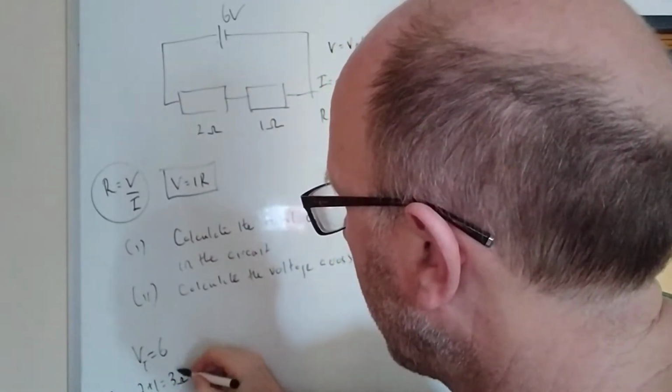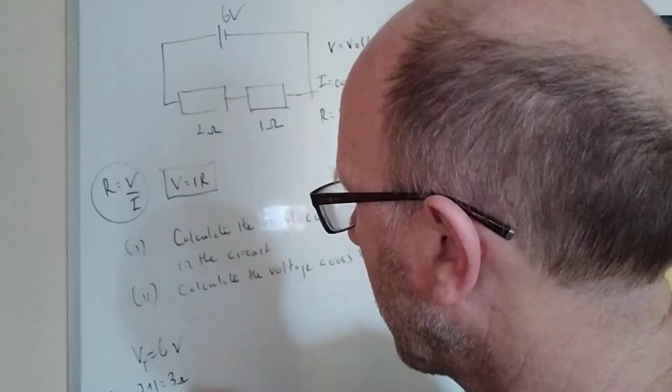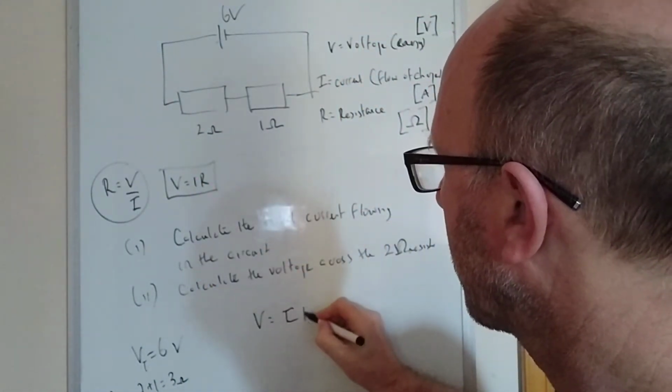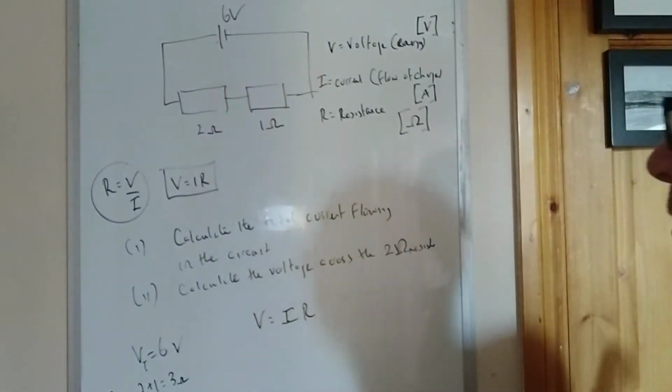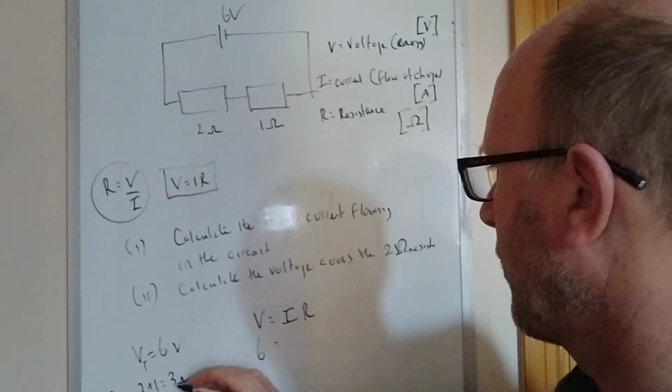And if we have the total voltage and the total resistance, we're going to be able to get the total current. So now you may have used this triangle in junior cert. If you want, you can go back to it, but I'm not going to use the triangle. We're going to use a bit of algebra. Okay, so the voltage is 6 equals I times 3.